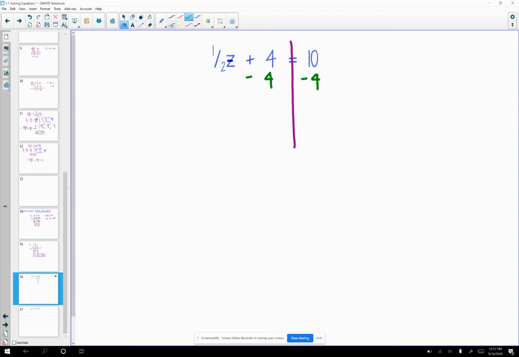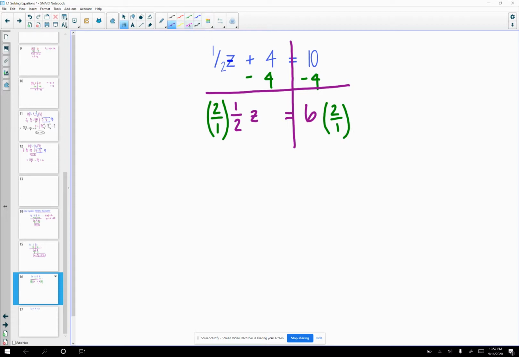And remember, whatever you do to one side, you must do to the other. So on the left, that leaves me with 1/2 times z equals 10 minus 4 is 6. And my last step is going to be undoing this 1/2. Now, to undo multiplying, we usually divide, but when we have a fraction, dividing really turns into multiplying by the reciprocal. So I'm going to multiply by 2/1 on both sides.